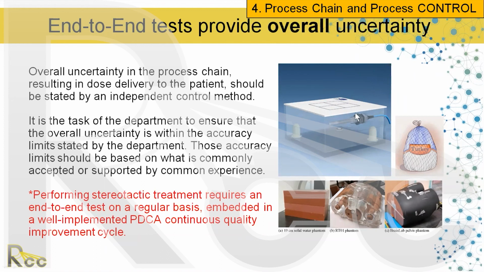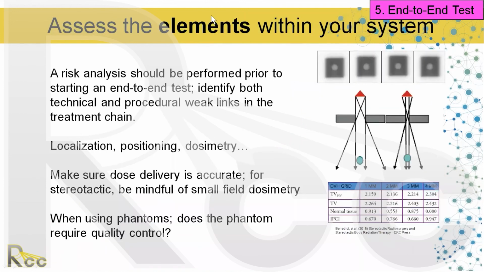So you can scan that, you can contour that, and you can treat that. So there are lots of ways to peel an orange. And we've mentioned this before, assessing the individual elements. As a physicist, I think about the dosimetry, and knowing about small field dosimetry is important. Localization, positioning, all these things.